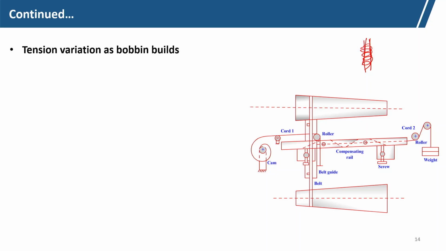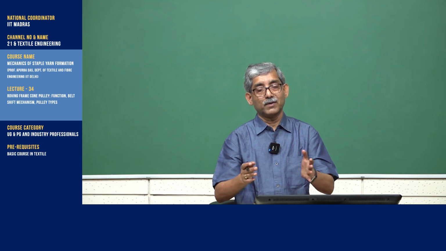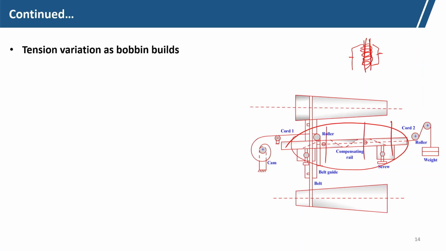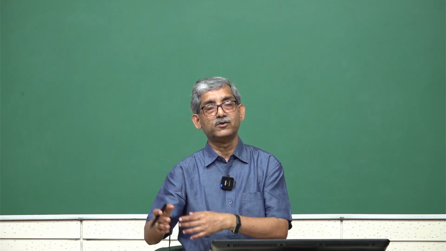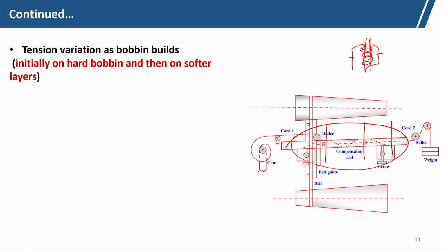What happened? This is the hard package, so roving tension will be high. On the other hand, when it becomes a larger size, the roving package is softer, so tension will reduce. So for that also we can divide the correction rail into multiple portions, so that the shift at different zones can be controlled. Initially on the hard bobbin and then on the softer bobbin.